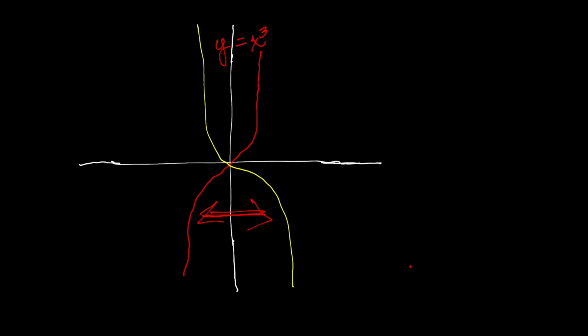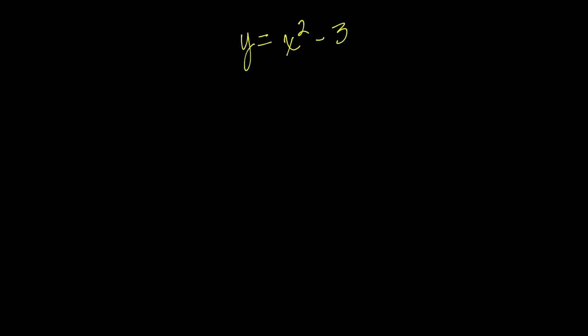So, without further ado, let's get to how we transform some of these functions. Whenever we add or subtract a number from a parent function, in this case it's x squared, this is going to tell us to move our graph up or down this number of units. So for instance, with x squared, here is my parent function. Looks something like this. It's not perfect, but it gives you the idea.